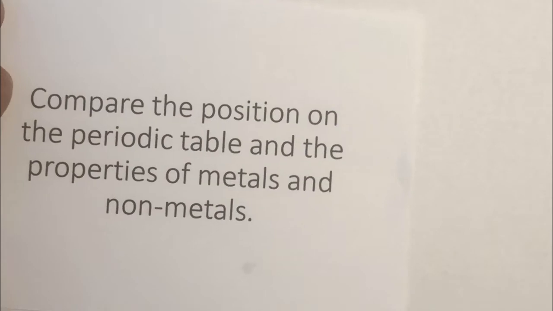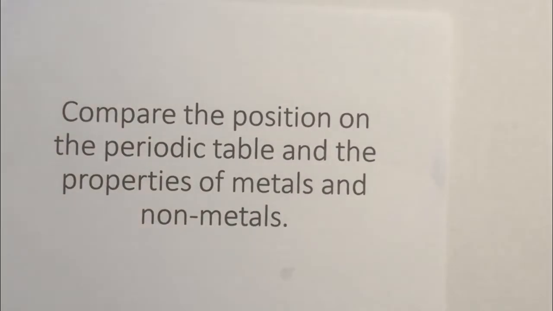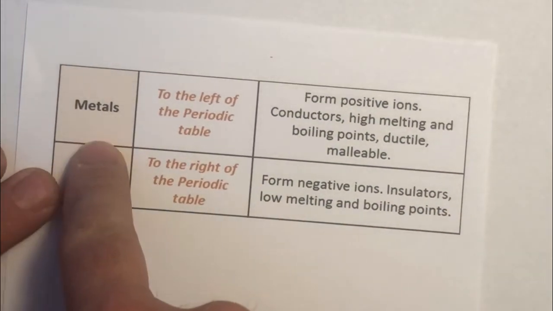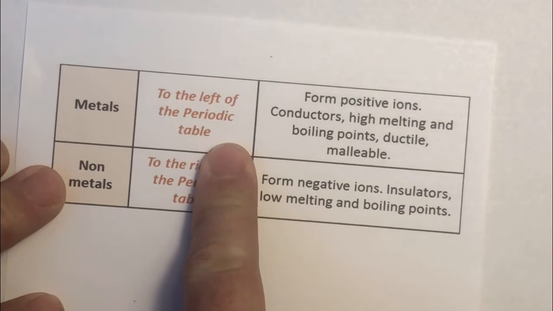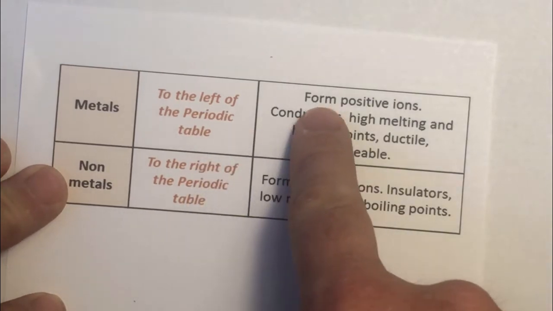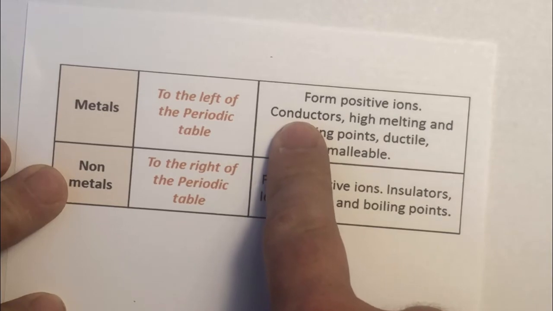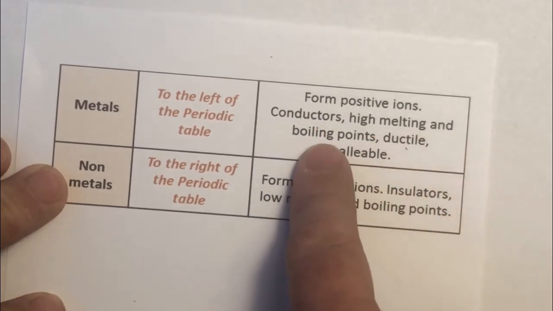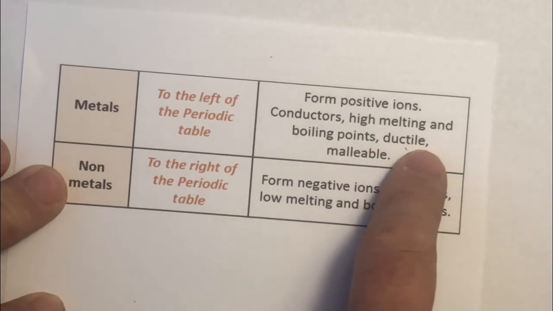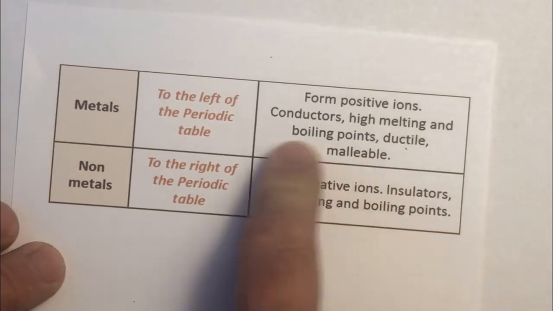All right, so back to the question. Compare the position on the periodic table and the properties of metals and non-metals. So, metals can be found to the left of the periodic table, and they form positive ions. They are conductors of electricity and heat. They have high melting and boiling points. They are ductile and they are malleable.